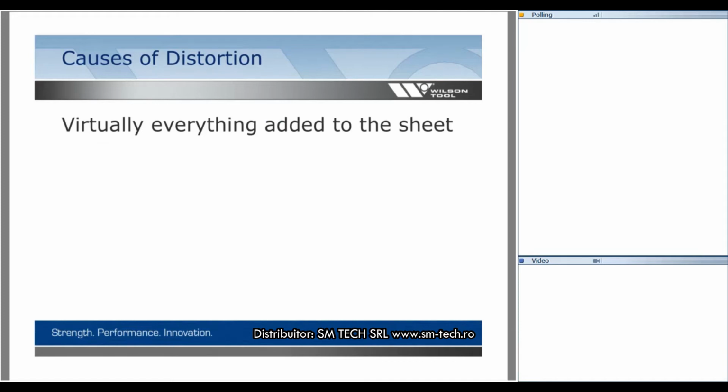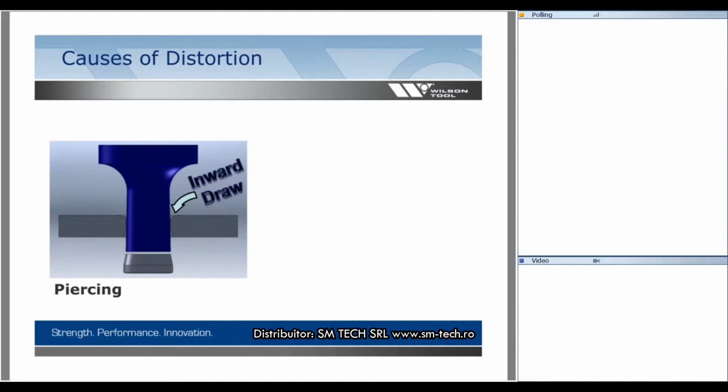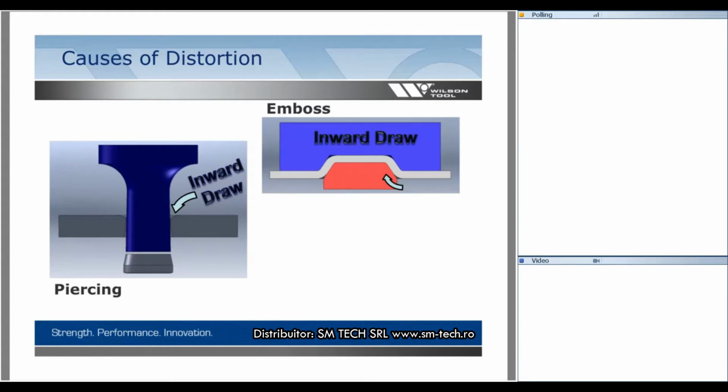So what causes it? Virtually everything we do in that sheet. When we're piercing a hole, the most common is a little inward draw. If your clearance is small, it can do an outward push. We'll show that clearer later. A lot of embosses, that's one of the most popular forming tools in an up direction. That's going to draw in. It's going to give a bow.